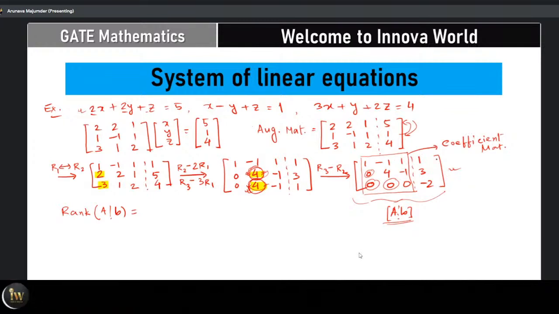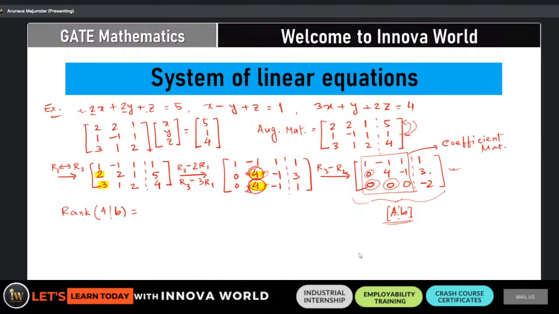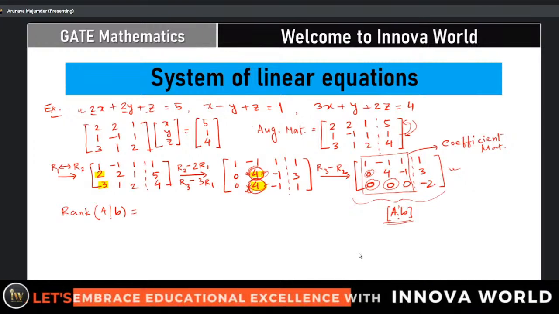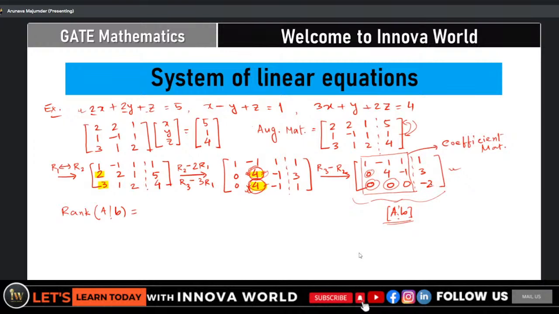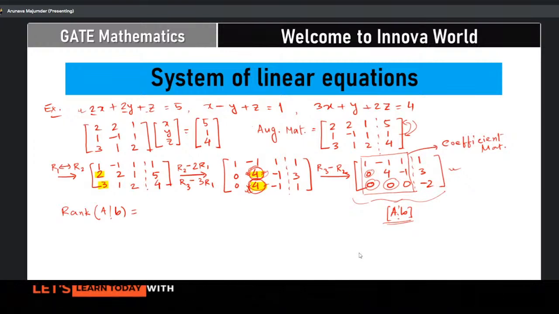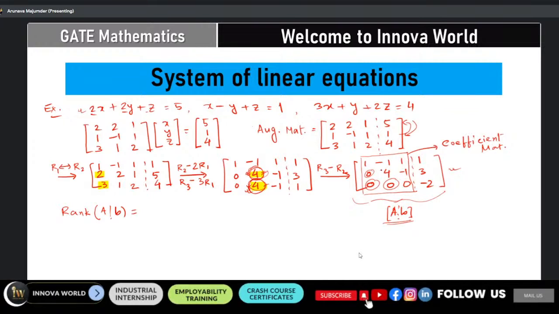The first row, is it non-zero? Yes. The second row, this is also a non-zero row. Third row, this is also a non-zero row, because 0 0 0 minus 2, so not all elements of this row are 0. That is why we say that all three rows are non-zero. So what is the rank of the AB matrix, that is the entire matrix? Of course it is 3.